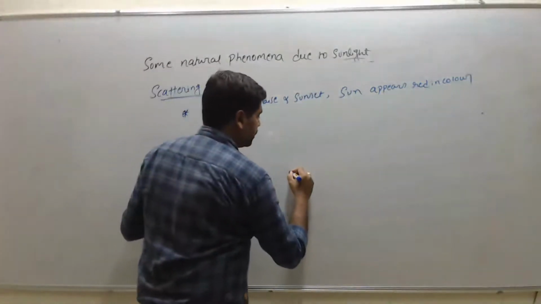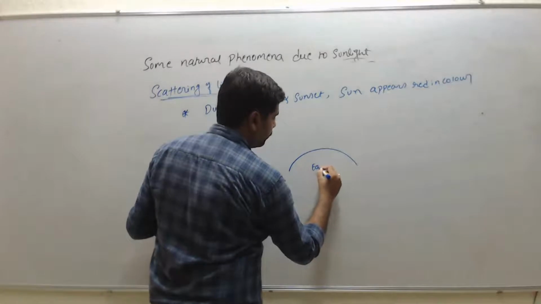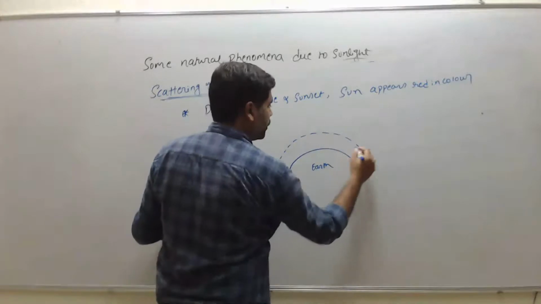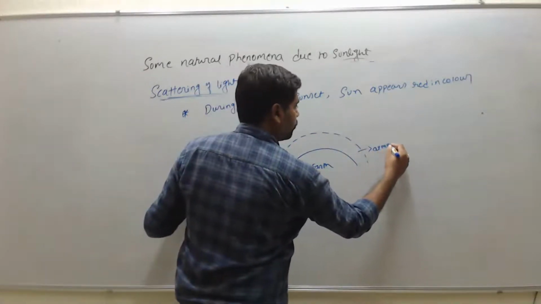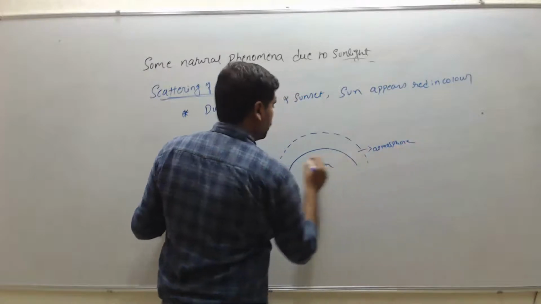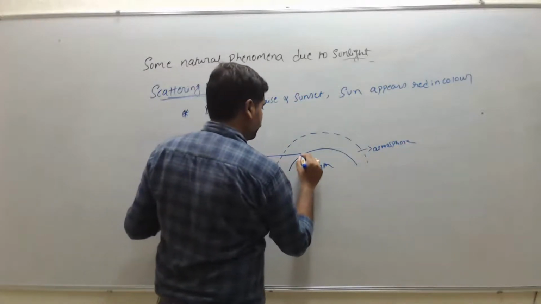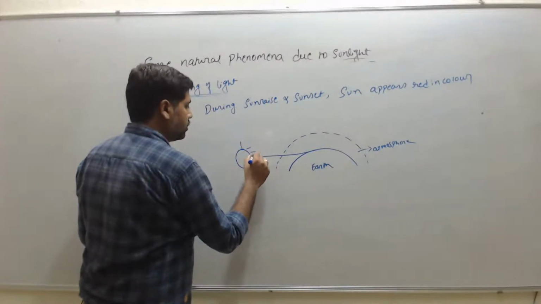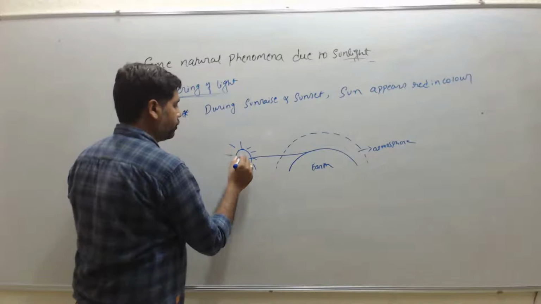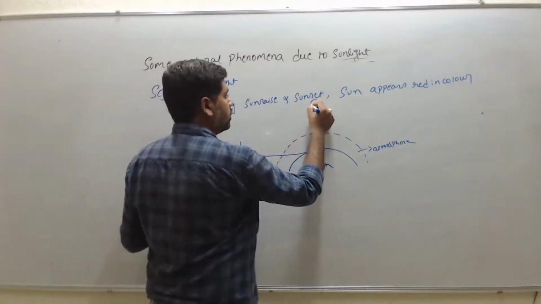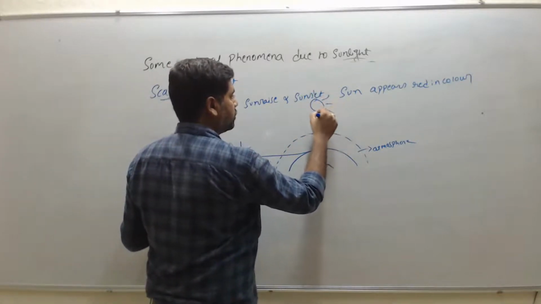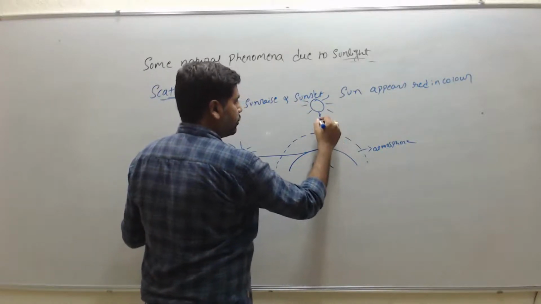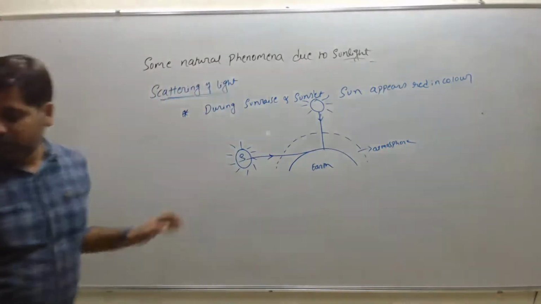If we consider here, this one is the earth and here is the earth's atmosphere. And this one is the horizon. So the sun will rise up here, and at noon the sun is at the top above. The sun rays will come from here.